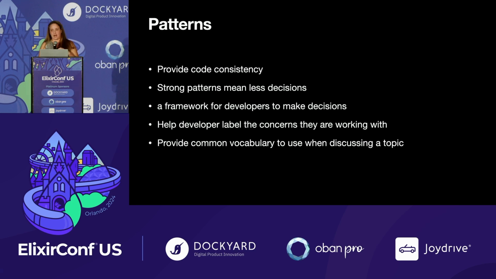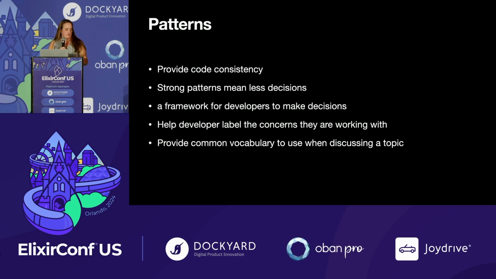Now, patterns. Why would I make a pattern like this? We make patterns like this mostly because I'm trying to reduce how many things I have to decide in a single day. I get decision fatigue really bad. Like, don't ask me what I want for dinner. I do not want to decide that. Just tell me where we're going. So patterns provide code consistency, and that's great because then people can read code much easier and understand what's really supposed to be going on there. And strong patterns do mean less decisions. But they also give you a framework to make decisions in.